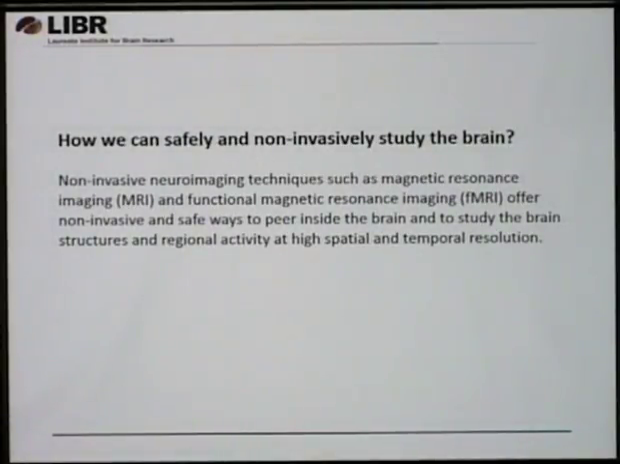Okay, so that was the introduction to our journey's goal, which is the brain. Now, how can we non-invasively make those pictures and images? In the next few minutes I'd like to show you how magnetic resonance imaging techniques really work.